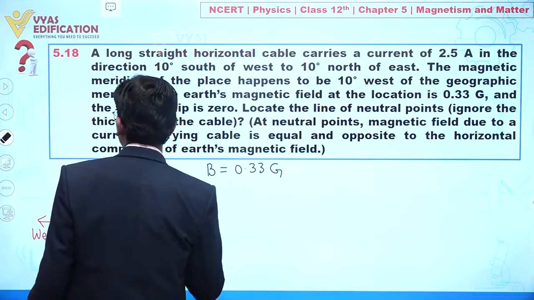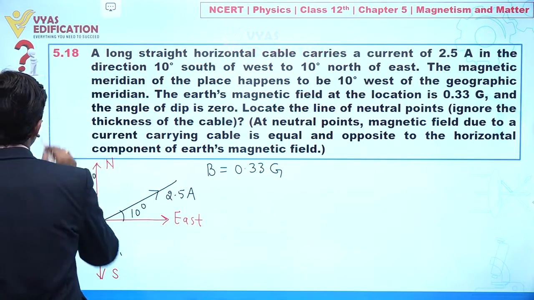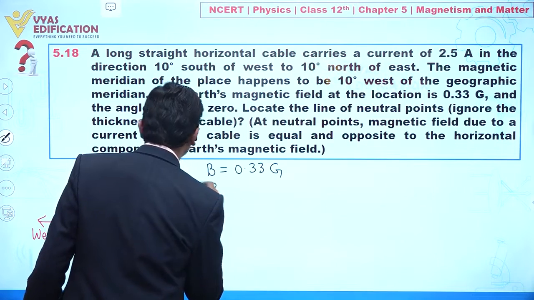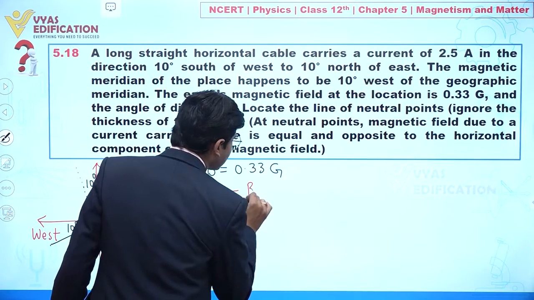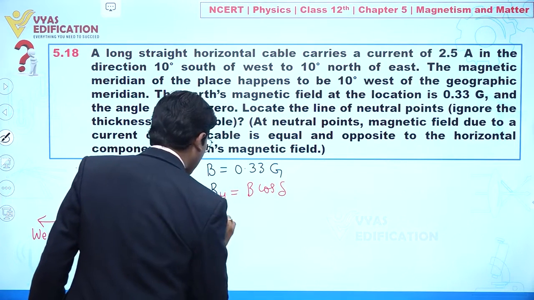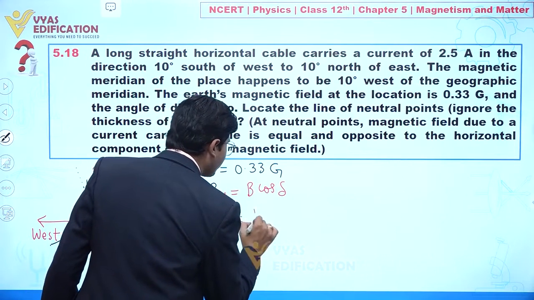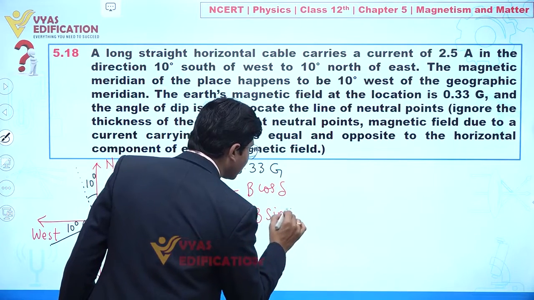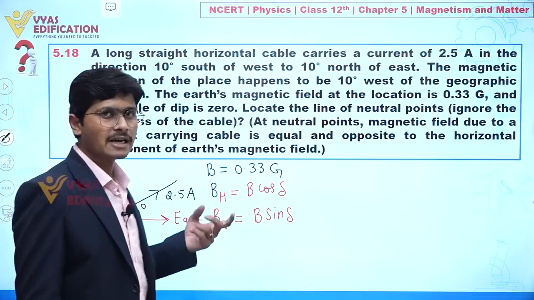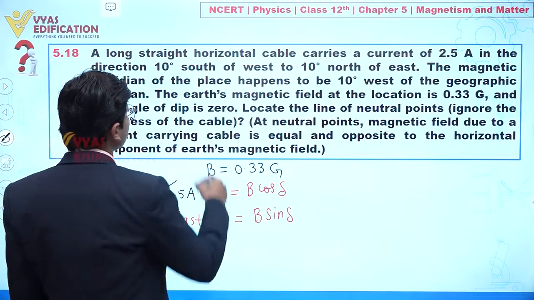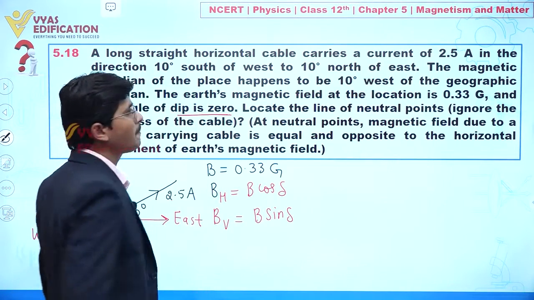So can we find here the value of BH? Clear? So we can find the horizontal component of the magnetic field. We can write it like this: this is B cos delta, and the vertical component of B is equal to B sin delta. Clear? Now what is delta here? We can say this is the angle of dip.